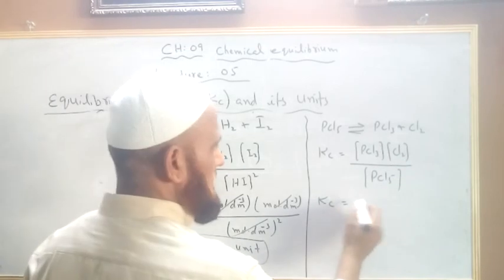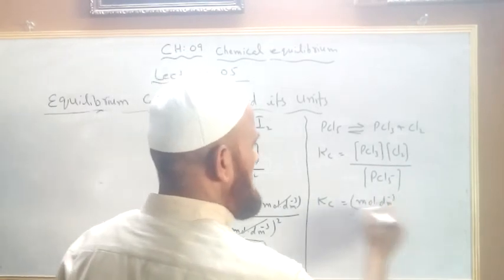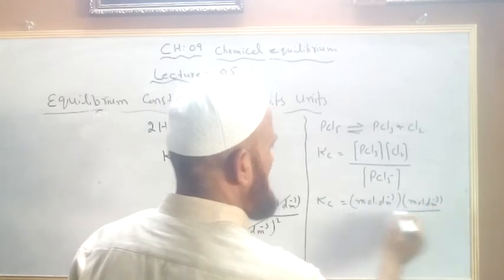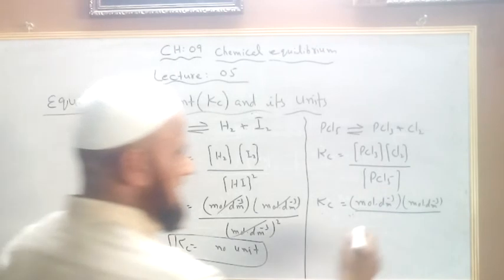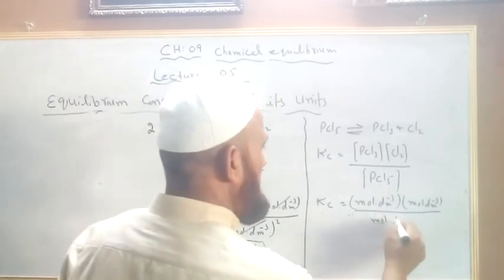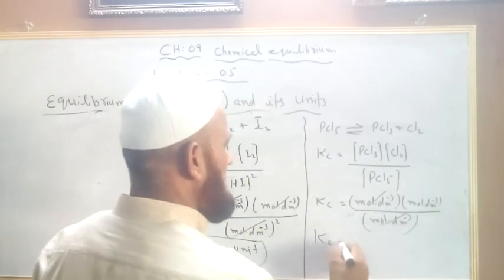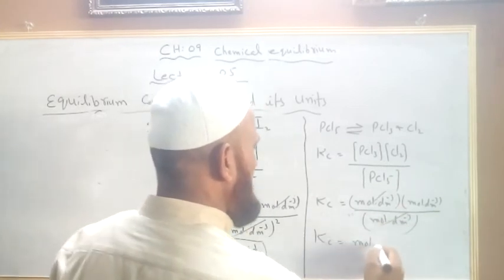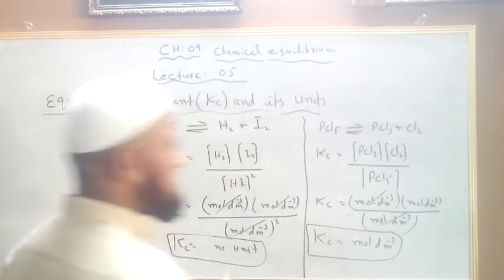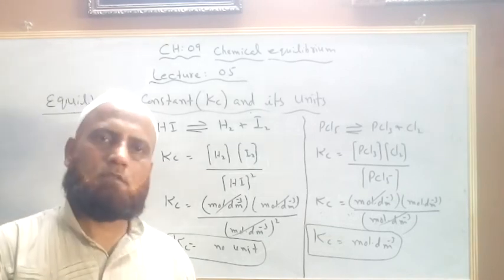It's up to you, or you can use x. Mole per dm cube, then mole per dm cube, then at the end again mole per dm cube. Then you can cancel it. Then you would have the unit for this reaction, mole per dm cube. I hope you are getting my points.